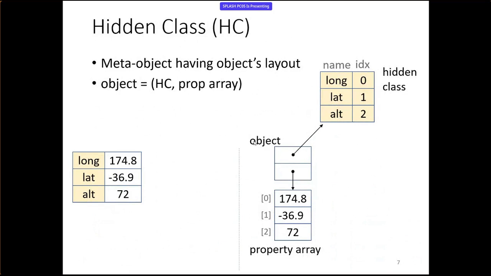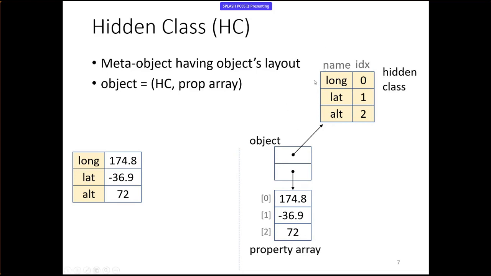Our JavaScript VM EJS does not store objects in this table-like structure, but we use hidden classes. A hidden class is a kind of meta object that has the object layout. So this is similar to the class object in Java.